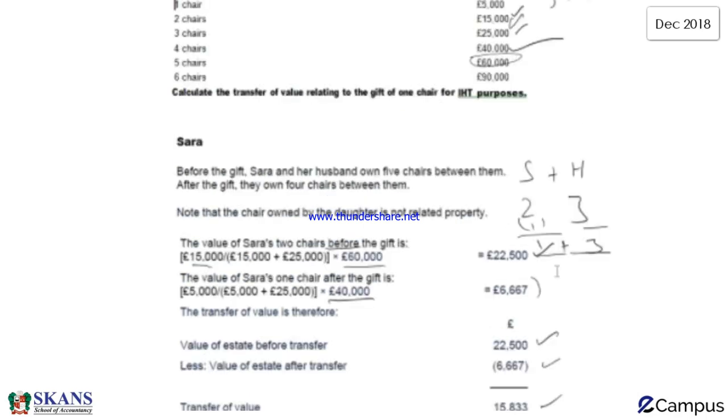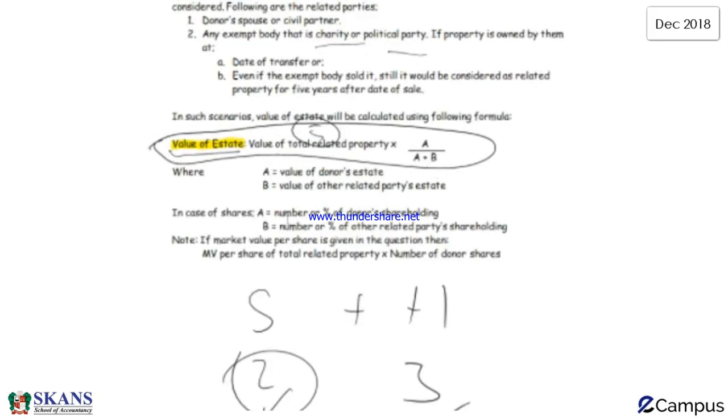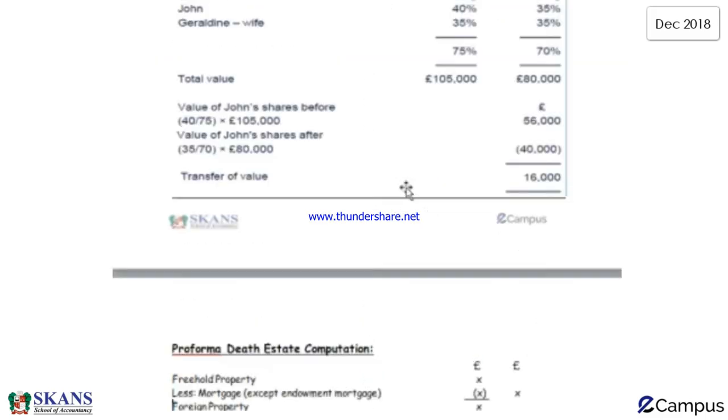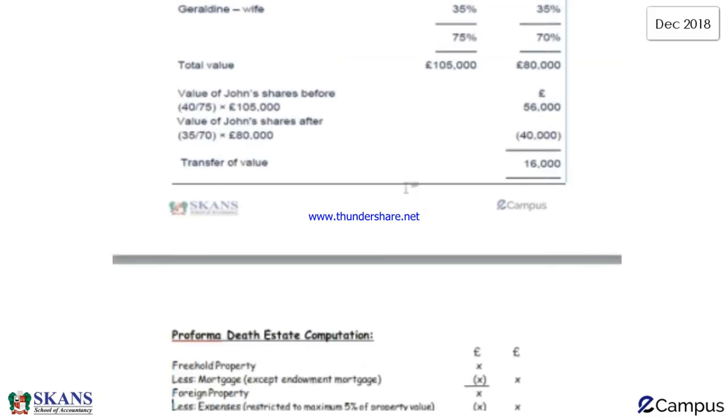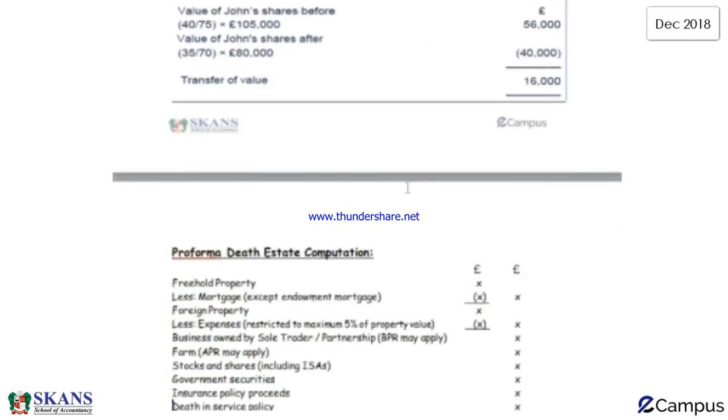But candidates, in the case of shares, A and B are changed to either number of shares or percentage of shares rather than value of shares. This is the only difference which we have to consider if the asset transferred is not an asset, it's a share. Well, I have given some examples along with their solutions so that you can try for shares as well.